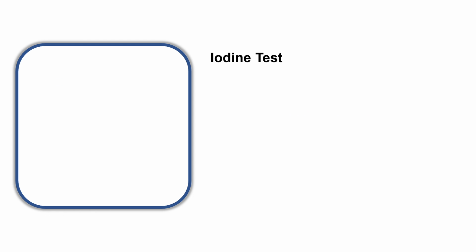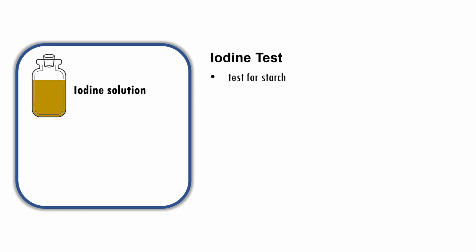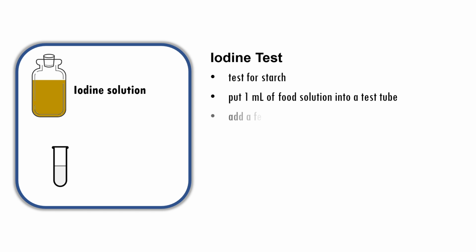The iodine test is a simple and quick way to check if a food sample contains starch, a complex carbohydrate found in foods like rice, potatoes, and bread. To perform this test, we use iodine solution, which is yellow-brown in color. Start by placing 1 milliliter of the food solution into a test tube. Then, add a few drops of iodine solution.